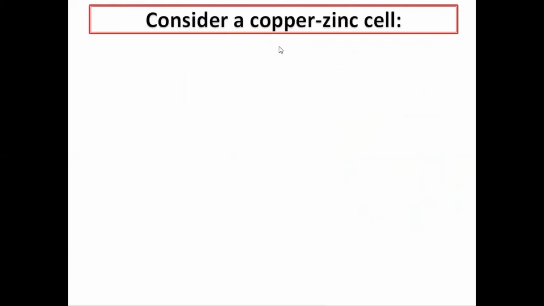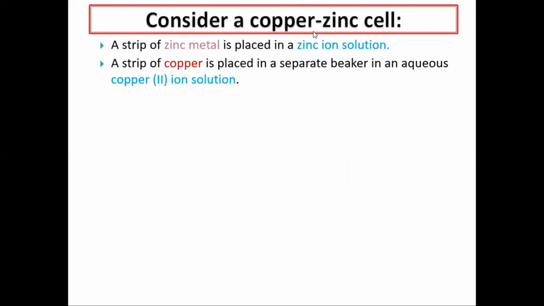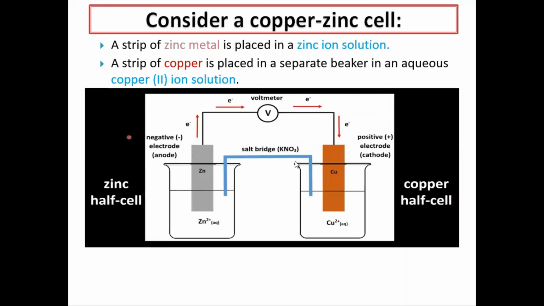Now we are going to have different examples. Consider a copper-zinc cell. If you look at them, you'll find out that one is more reactive and one is less reactive, as in the reactivity series. A strip of zinc metal is placed in a zinc ion solution. A strip of copper is placed in a separate beaker in aqueous copper 2 solution. So you have zinc metal in zinc solution, and copper metal in copper 2 solution.